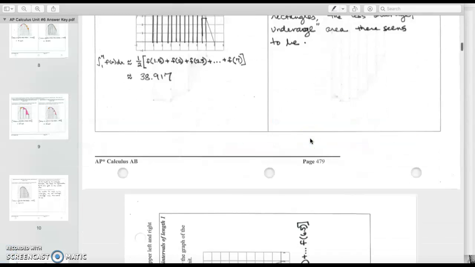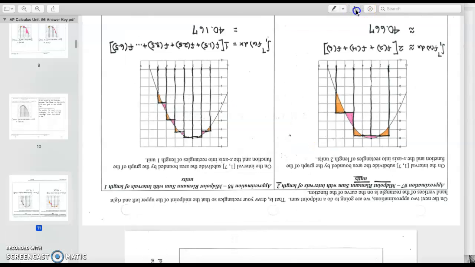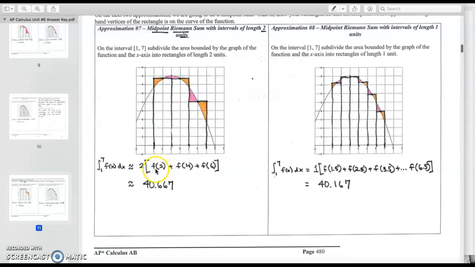Because as I go, like I said, I'm going to show you the answer key. Flip it so you can actually see it. Notice that it's the y coordinate at the midpoint between 1 and 3. So x is 2. So 2 times f of 2 plus 2 times f of 4. 4 is the midpoint of 3 and 5. And then 2 times f of 6, the midpoint of 5 and 7. And you get an approximation. I'm not going to say it's better or worse. I'm just going to say you get an approximation.